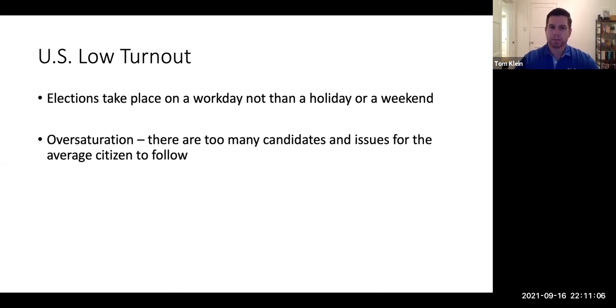Another reason perhaps is oversaturation. We're just inundated with so much information, so many commercials, and so much propaganda, for lack of a better word, shot at us. So I think a lot of us just get kind of sick of it and don't want to deal with it.